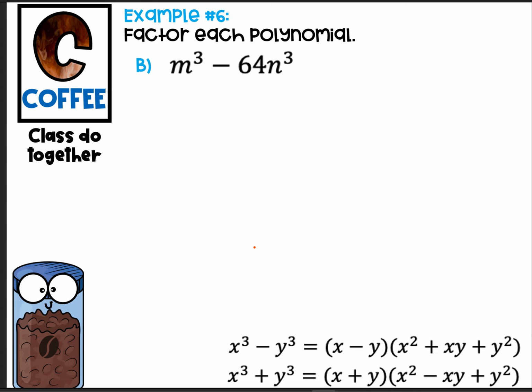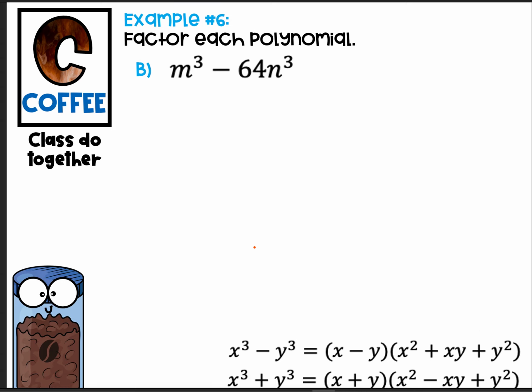For part B, I have m cubed minus 64n cubed. I can rewrite this as m cubed minus, sorry, it's 4. 4 times 4 is 16, times 4 is 64. 4n cubed. I was taking the square root, not the cube root, I'm sorry. Then it looks like it's a difference of cubes, so I'll be using the first formula.